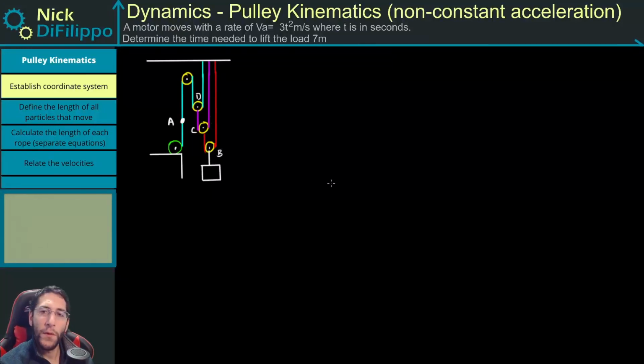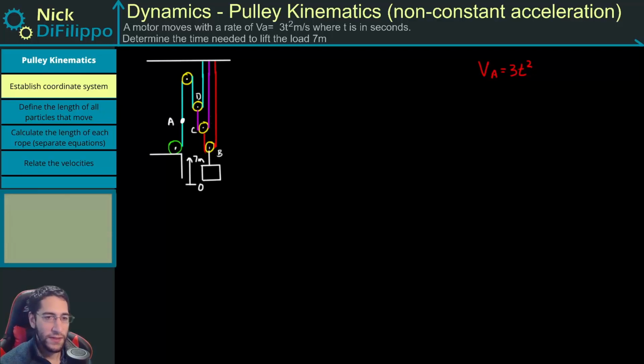In this problem, we're told that a motor moves with a velocity, VA, equal to 3t squared. And we would like to figure out the amount of time it takes for this box B to move up to 7 meters. And we're going to say that we start at some position 0. So how long does it take for the box to do that?